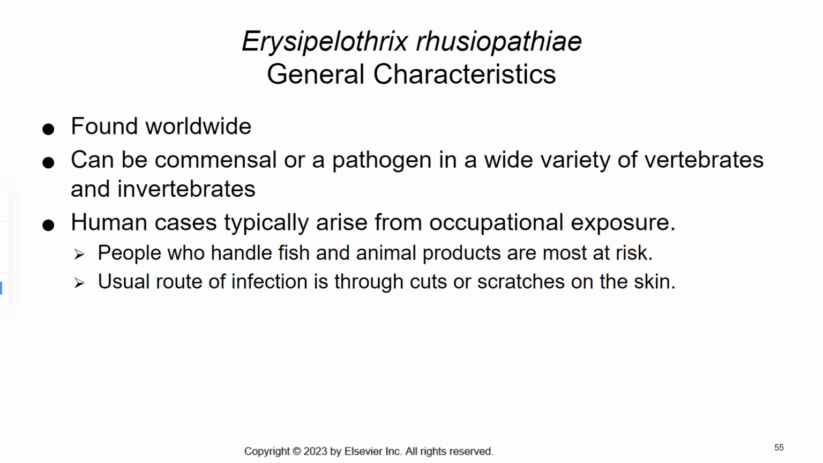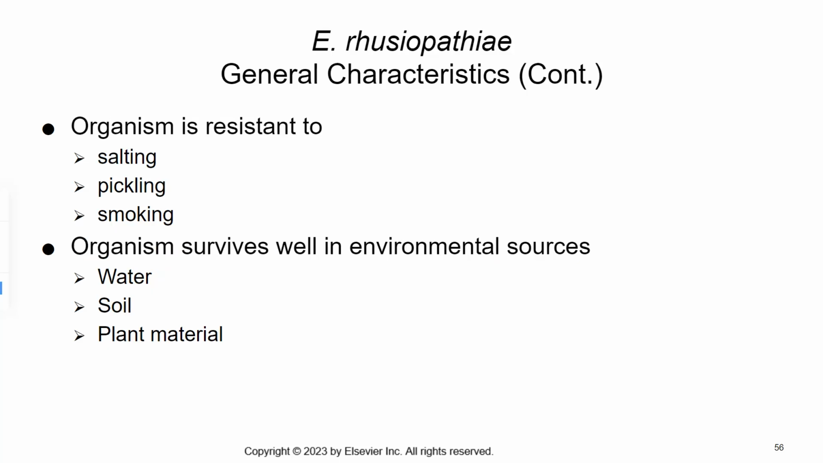People who handle fish and animal products are most at risk. Usual route of infection is through cuts or scratches on the skin. The organism is resistant to salting, pickling, and smoking. The organism survives well in environmental sources, so soil, water, plant material.